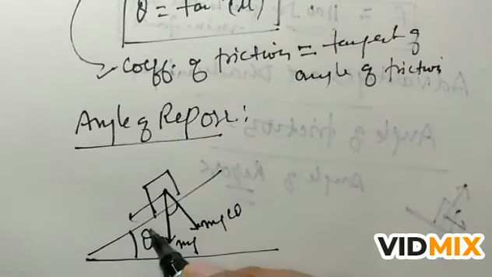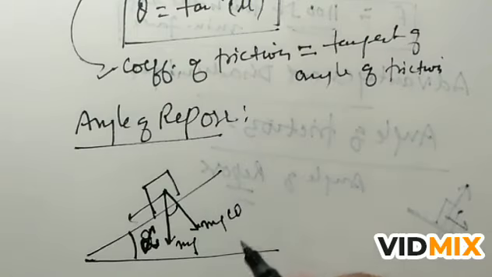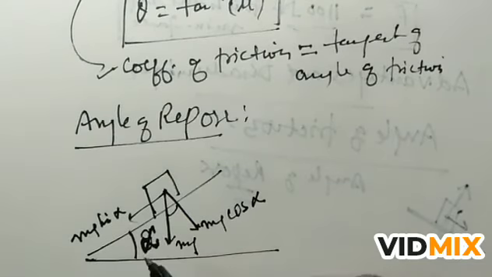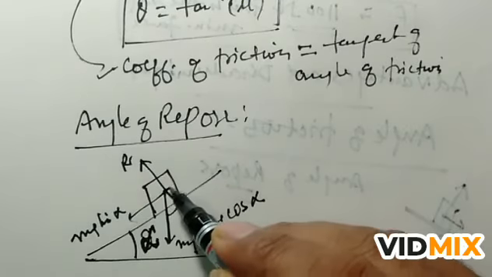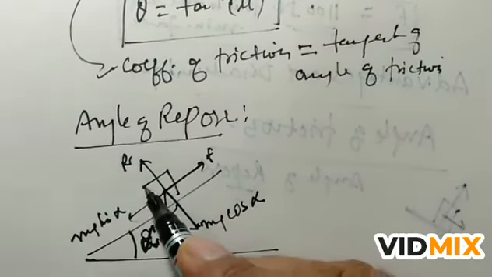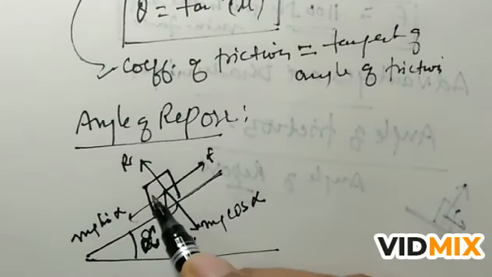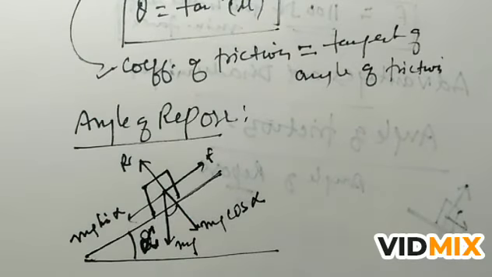Now we can take it as alpha, because we had taken angle of friction as theta and we will be confused, so we take alpha. So mg cos alpha and mg sin alpha, and this is normal reaction R, and this is the force. Suppose the body is not moving here, but if you make a small angle increase, the body will start moving. So these are the forces acting on this body.